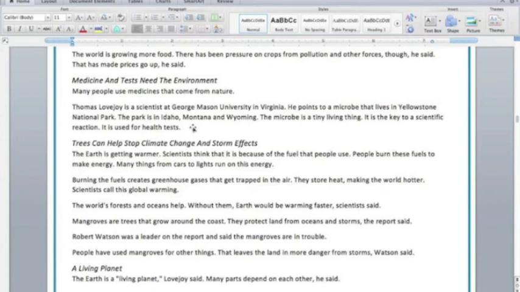What do we want to underline or circle here that's going to help us understand that we get our medicine from nature?